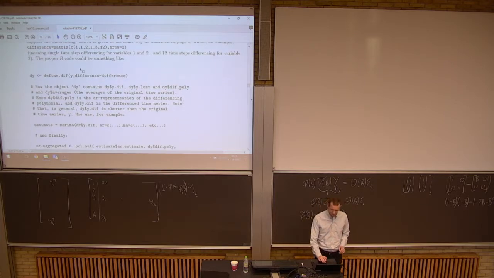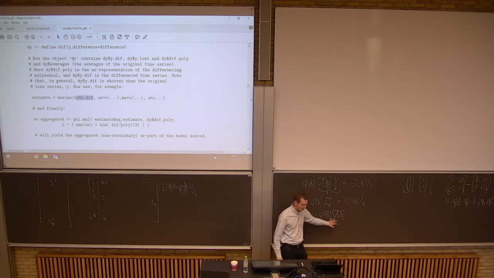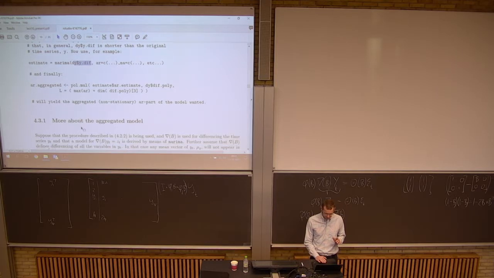Basically what you have to do is define the difference operator, and then you have the difference object, and when we get to estimating the model, you use the ydiff data as your input. Then your aggregated polynomial is, as you say, the estimated AR part, and you multiply that with the estimated polynomial here. And when you multiply, you have to specify up to what order you want to keep lags. And that's what you do.